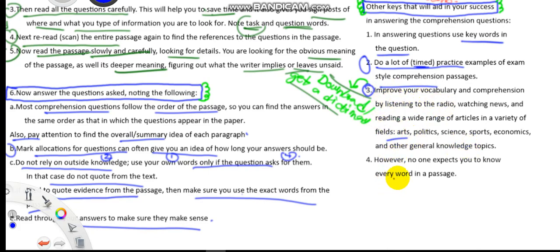And finally, realize that you are not expected to know every word in the passage. Even myself, with some passages, I see a new word and I have to go back and cross-check it. So you are not expected to know everything. This is what I think you need to really know in answering comprehension passages. We'll now go on and solve an example.